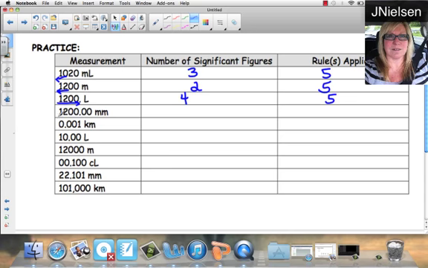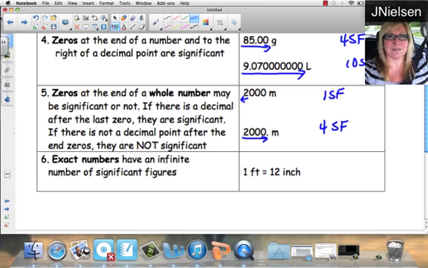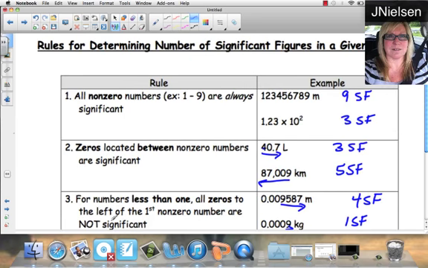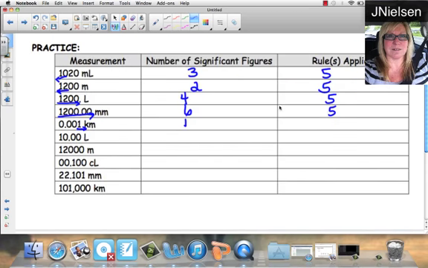Decimal present, go to the left, first non-zero digit, count it, and everything after it. So this is going to be 6. This is also rule 5 because the decimal's present. 0.001, decimal present. I go to the left, find the first non-zero digit, which is 1, and everything after it. This is only 1 sig fig. Now if we go back to our rules, we're going up to the top where for numbers less than 1, all zeros to the left of the first non-zero number are not significant. So this was rule 3.